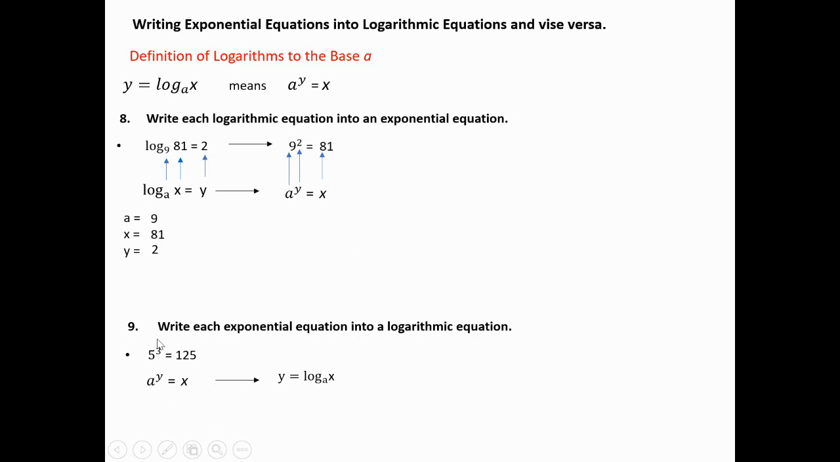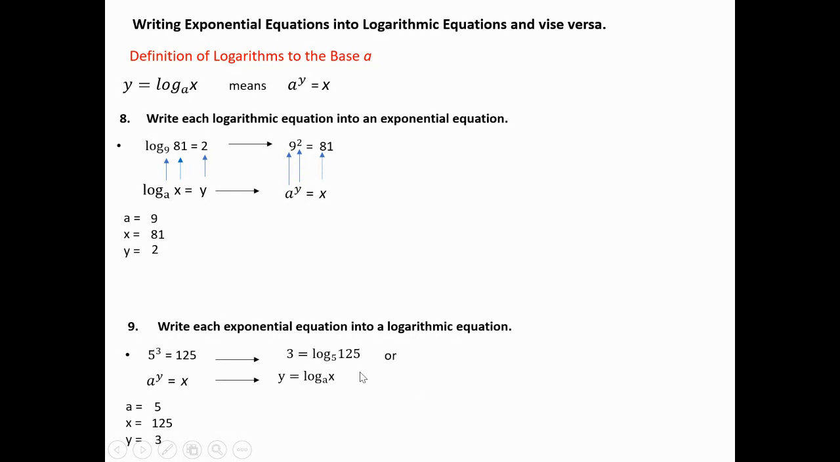Okay, now again, this is number 9. So we have a to the y equals x, right? So we have to go from exponential to logarithmic. Again, we have to know what the a, what the y, and what the x is. My a is going to be 5, my y is 3, and my x is 125. So now we go back here to the exponential, from exponential to logarithmic. So we know that y is 3, my base, which is a, is 5, and my x is 125.